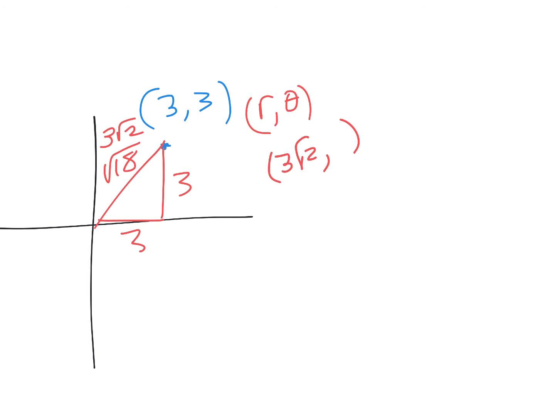What's the angle? Ooh, I know this one. Do you know this one, Ben? I think so. What do you think it is? 45 degrees. I agree. Say it in radians. Pi over 4. Pi over 4. You are correct, sir. You've just done your first polar problem by yourself.